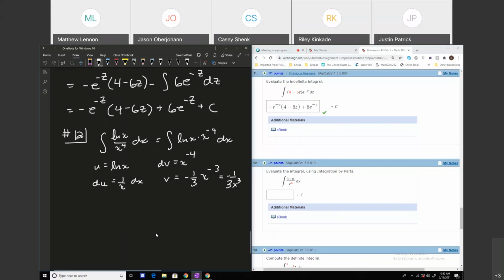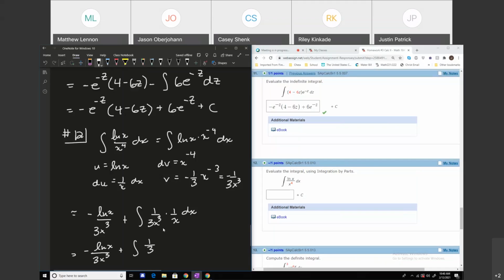So we have our u times v, so that's going to be negative natural log of x over 3x cubed, minus the integral of v times du. We have a negative coming from the v, so I'm just going to make that a plus. And then we've got the integral of 1 over 3x cubed times 1 over x dx. So we've got negative natural log of x over 3x cubed plus the integral of 1/3.